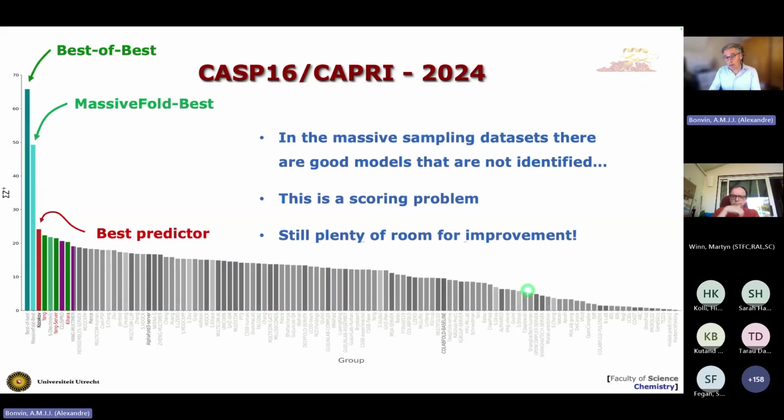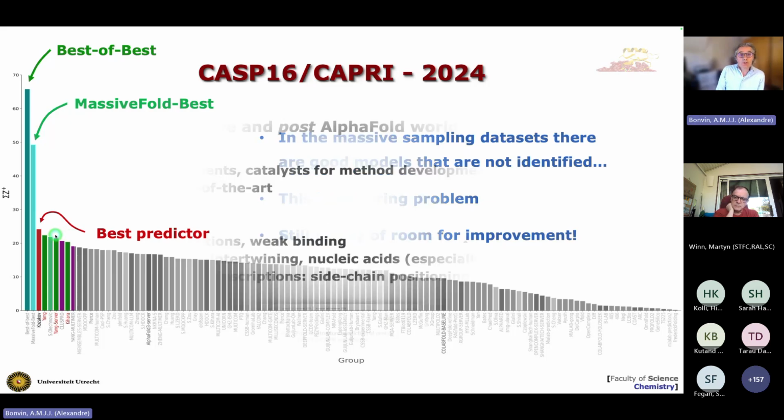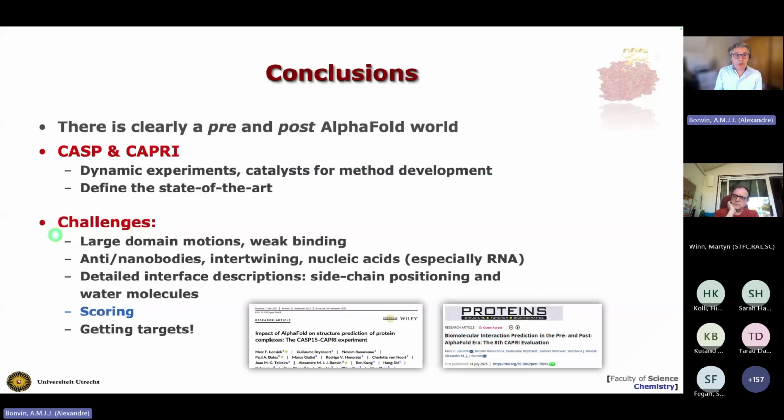So if we were to take the massive fold prediction, if we had the perfect scoring function to identify what is the best model, this is what we could achieve. If we were to take the predictions of all the predictors in CASP and CAPRI in that round, and we had the perfect scoring function that's going to pick out the best model, this is what we could achieve. So there is a big gap between what we could do, provided we solve this scoring problem, and what we are doing. Okay. Which is good news because it means there is still work to be done.